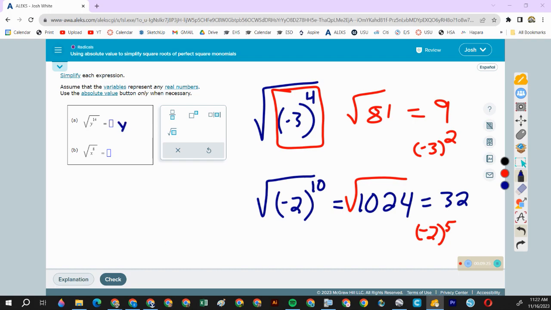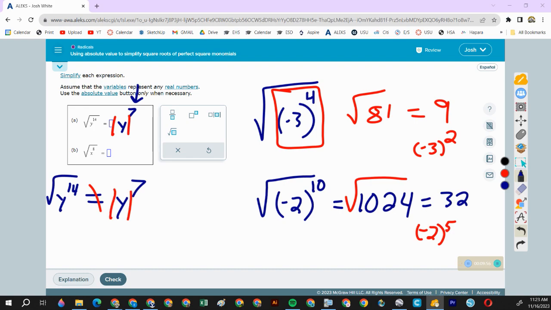So because this simplifies down to an odd exponent, we have to put absolute values around this. Otherwise, it's not true. So is the square root of y to the 14th always equal to y to the 7th? Only when y is positive. Do you see that? When y is negative, this is not true. So how do we force it to be true? We put absolute values around it.